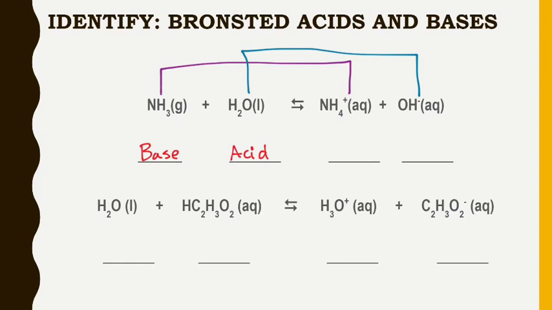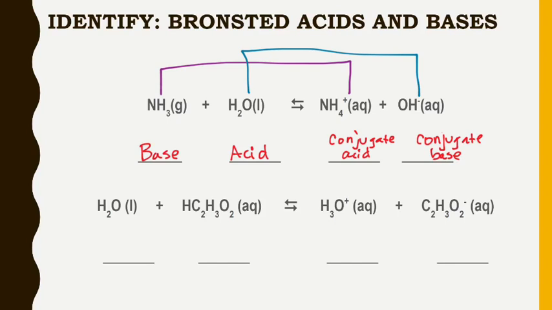And if we're confident in those answers, which I hope you are, then this purple pair started off with a base, so its conjugate is going to be the conjugate acid, which must mean that our OH here is the conjugate base, because that blue pair started off as an acid.